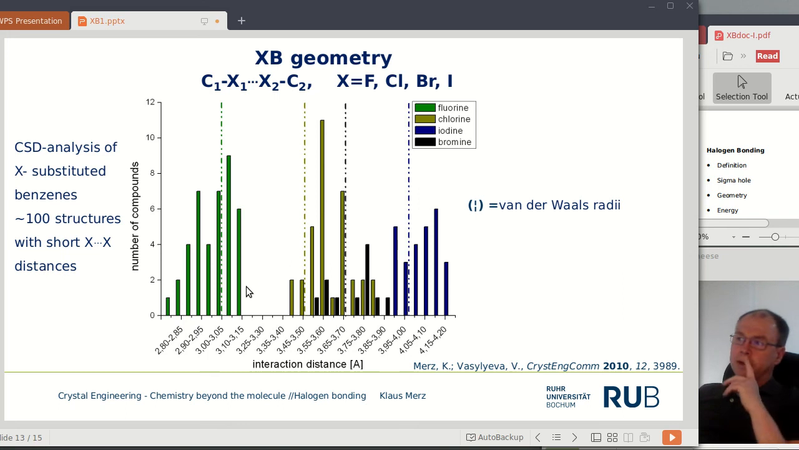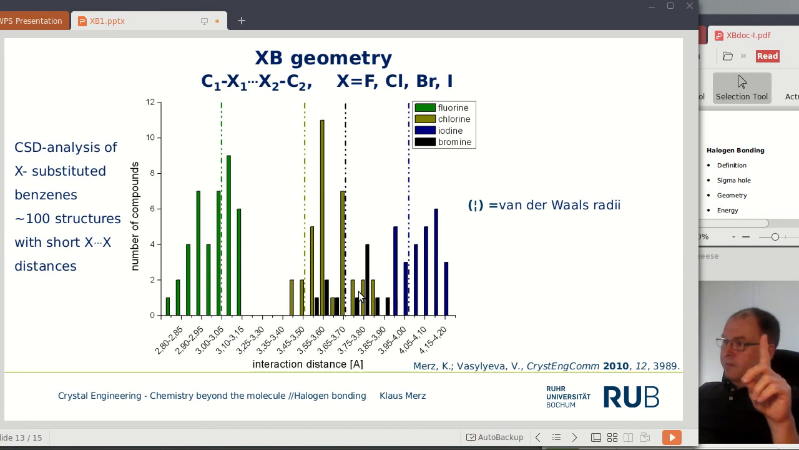radius. Okay? So first, what we see is that not all interactions, not all distances of halogenated compounds are below the borderline. You see, for example, in the case of iodine, most of them are longer than the van der Waals radius. Also in the case of the chlorine compounds, or in the case of bromine. So, this is the first result.